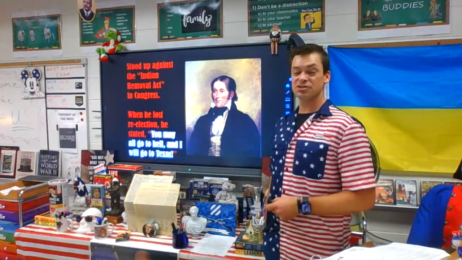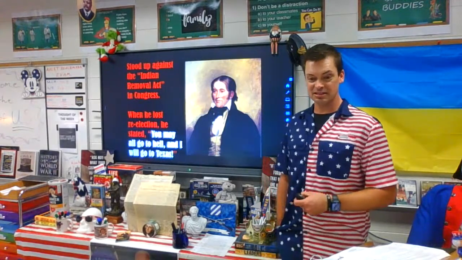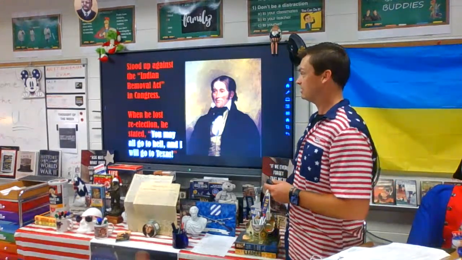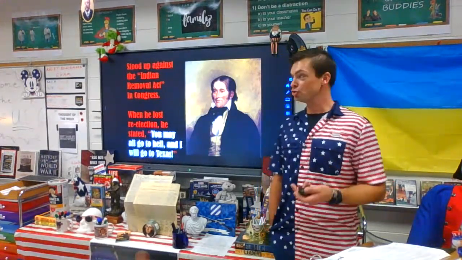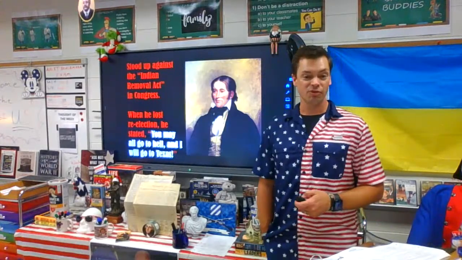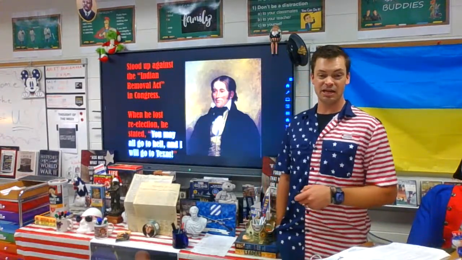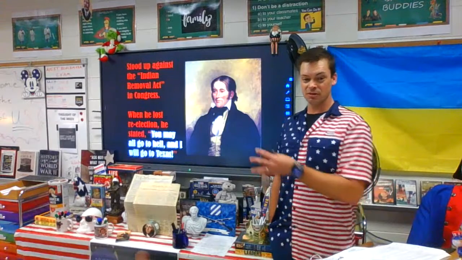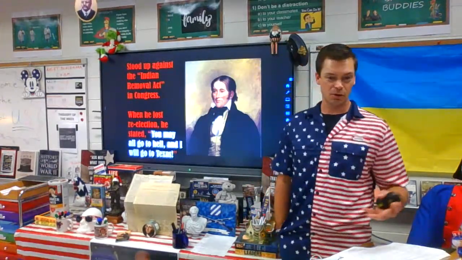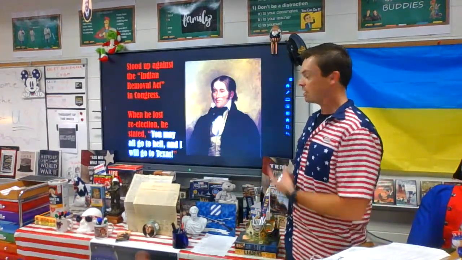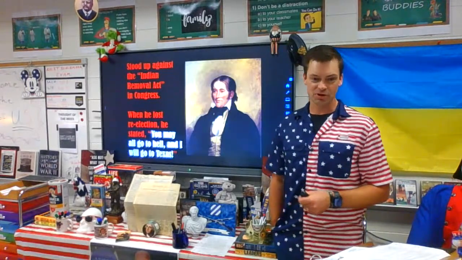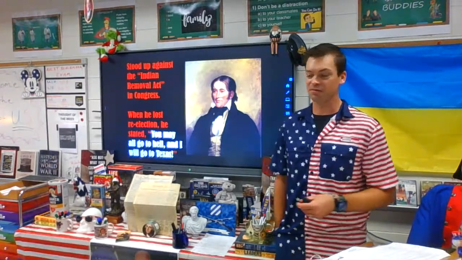So Davy Crockett was actually a former congressman from the state of Tennessee, represented Tennessee in Washington, D.C. He is known for having stood up against the Indian Removal Act, which we just talked about as it pertained to Andrew Jackson, moving Indians from Georgia in the southeast into the Oklahoma territories. So Davy Crockett says, hey, this is not right, Mr. President. You should not move these people off their lands.